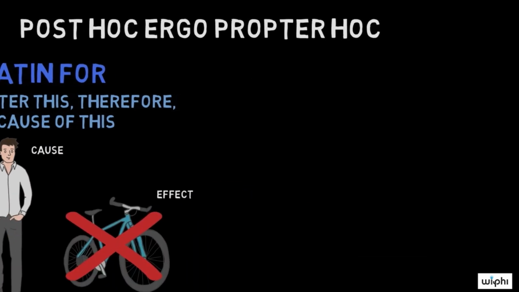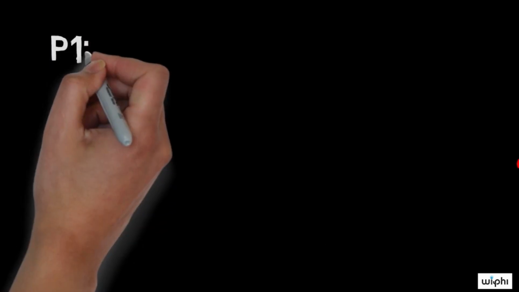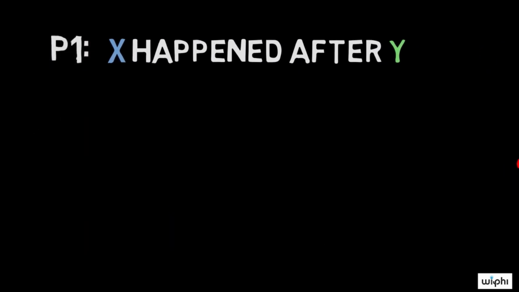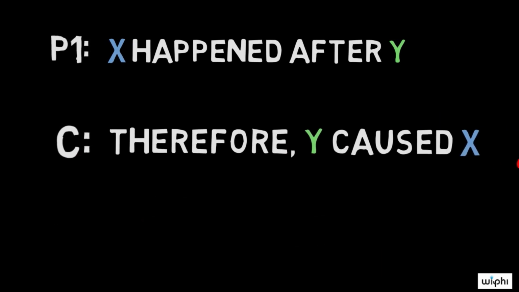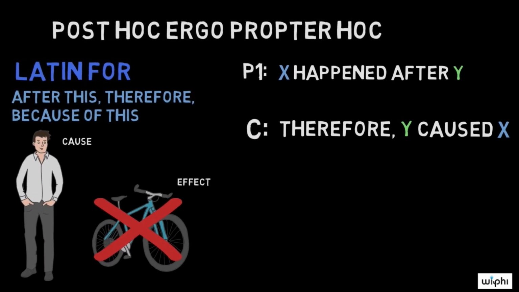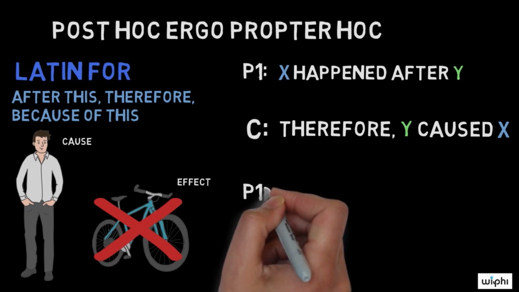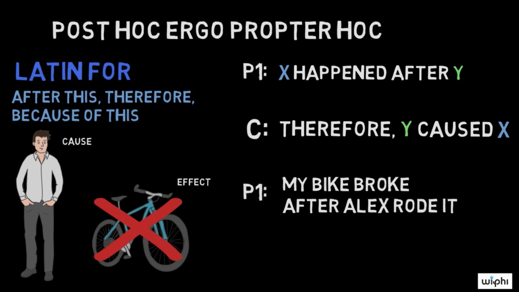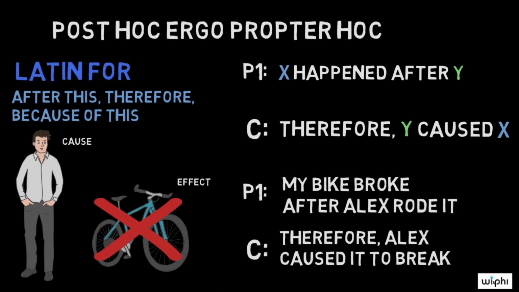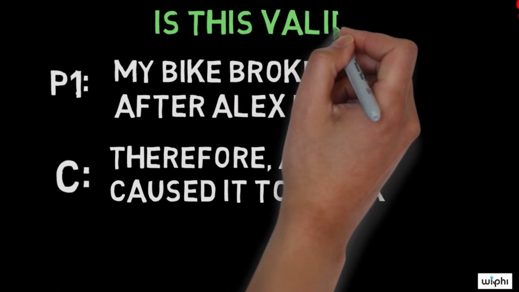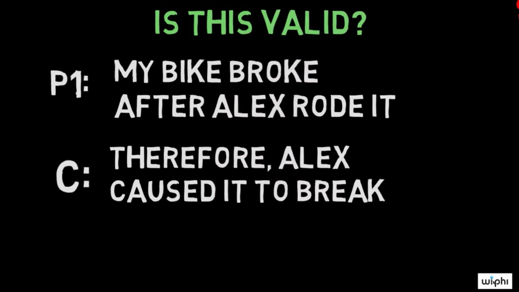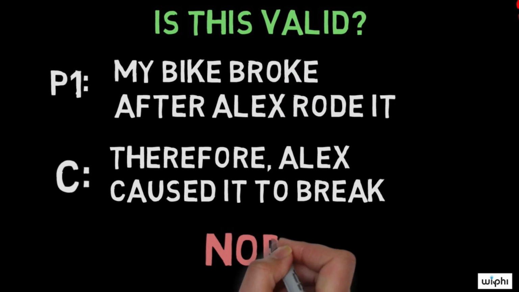Let's represent this formally. Premise 1: X happened after Y. Conclusion: Therefore, Y caused X. Returning to our example, my argument now looks like this. Premise 1: My bike broke after Alex rode it. Conclusion: Therefore, Alex caused it to break. So, is this a valid argument? What do you think? As it is now, the argument is invalid.